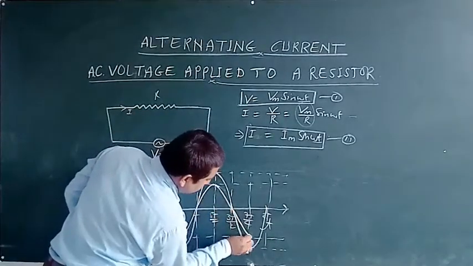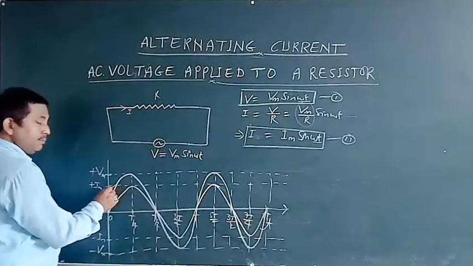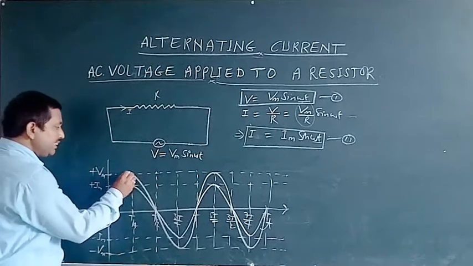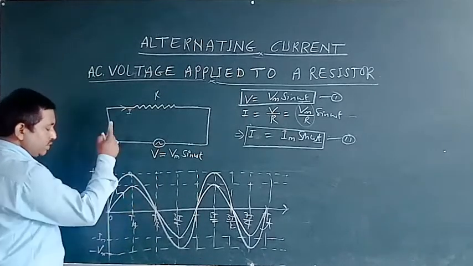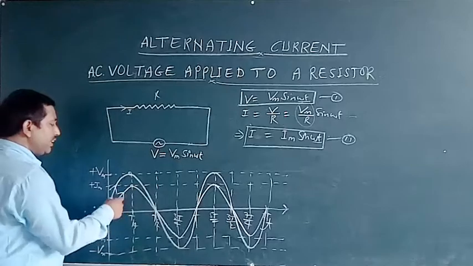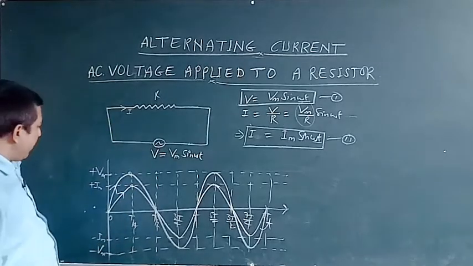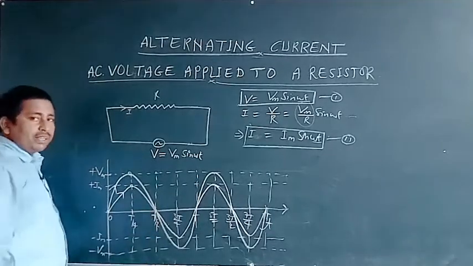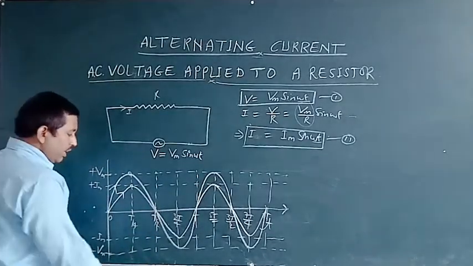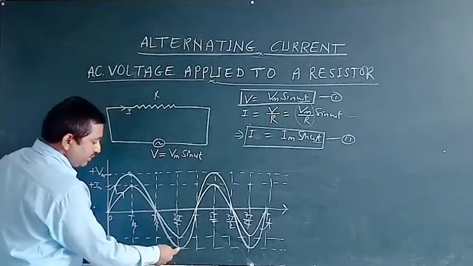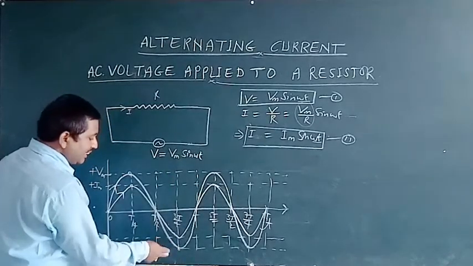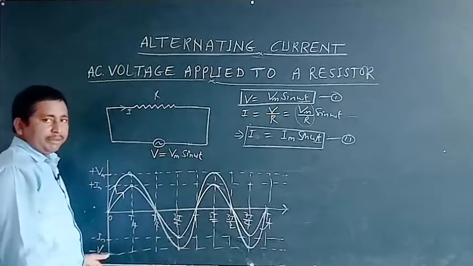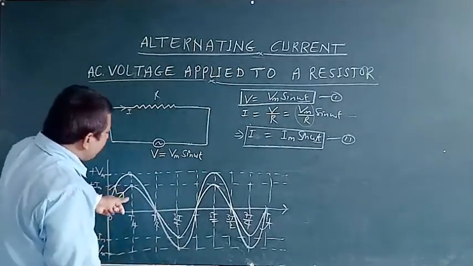You are seeing that in this graph current and voltage are both in the same phase. It means when the voltage reaches its maximum value in the positive direction, the current also reaches its maximum value in the positive direction. When voltage becomes 0, the current also becomes 0. Similarly, when the potential difference reaches its maximum value in the negative direction, the current also reaches its maximum value in the negative direction. It means the voltage and current are in the same phase.